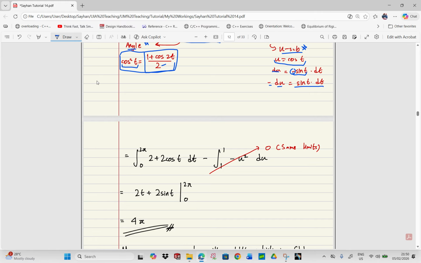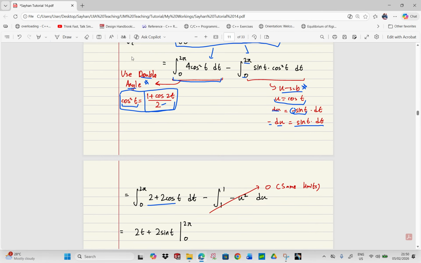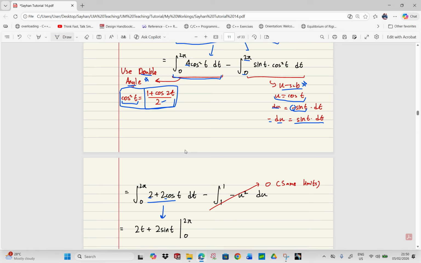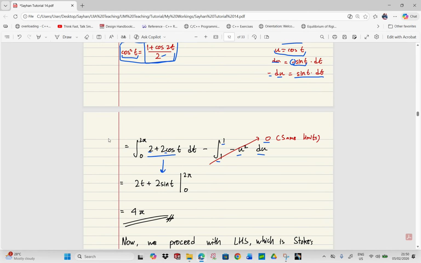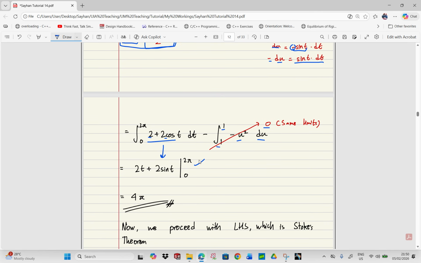And then we got this form: 2 plus 2 cosine t, because we had the 4, so 4 times half obviously gives us this 2 and 2. Easy to integrate straight away, and we can easily get our answer. But for the other one, as we substituted our values, we got negative u squared du, but our limits were 1 and 1. Of course, if you have the same limits, your answer will be 0. So this integral gets eliminated. It leaves us with this one only, and eventually we get 4 pi. Okay, that's from the right hand side.